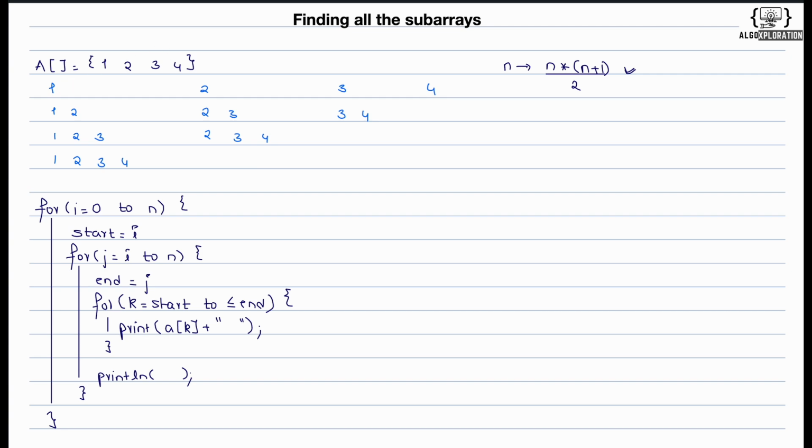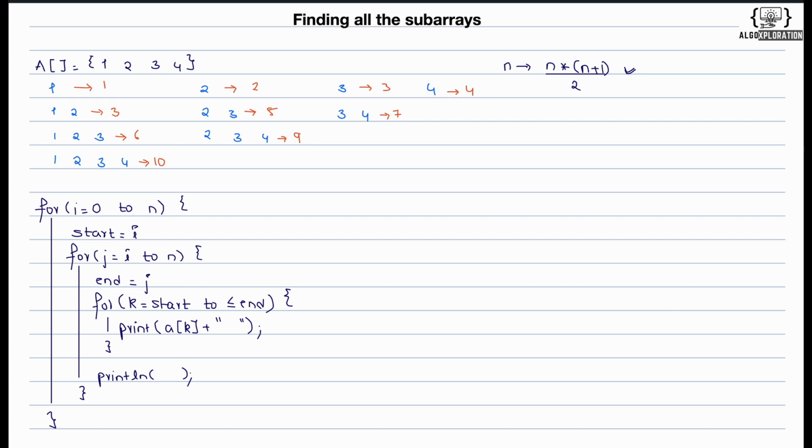See, for this, the sum is 1. For this, the sum is 3. For this, the sum is 6. And for this, the sum is 10. For this, the sum is 2. For this, the sum is 5. For this, the sum is 9. Then we have 3. Then we have 7. And then we have 4.